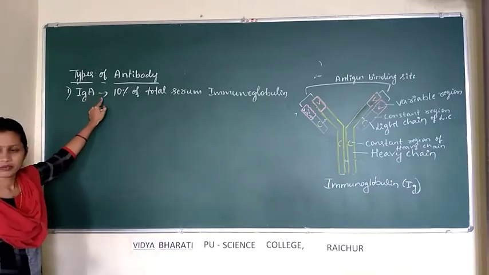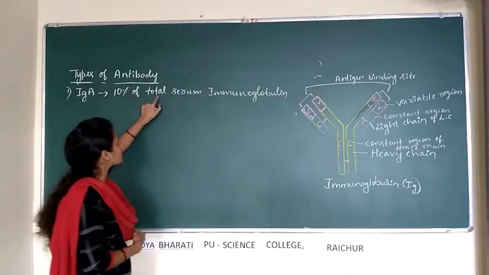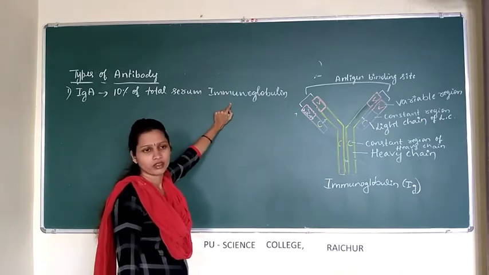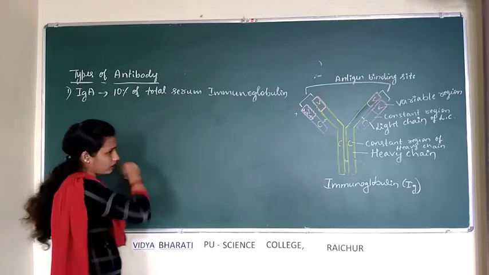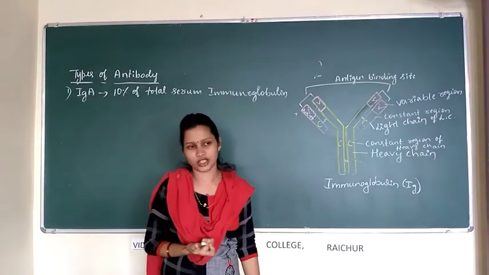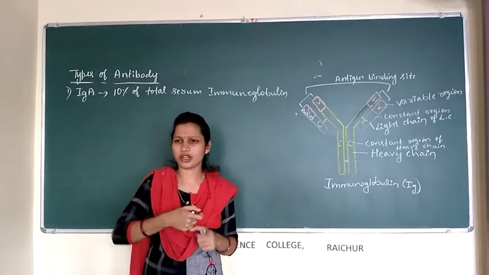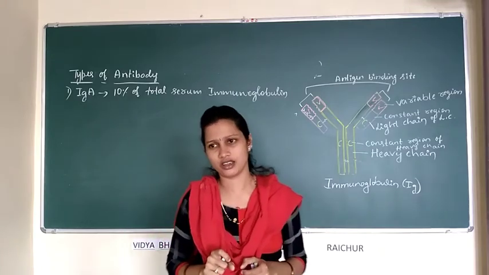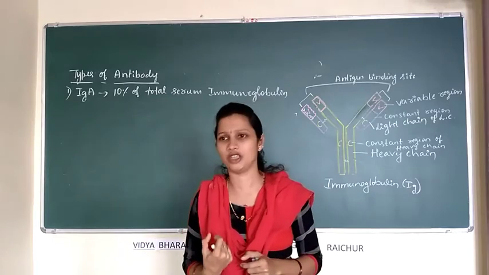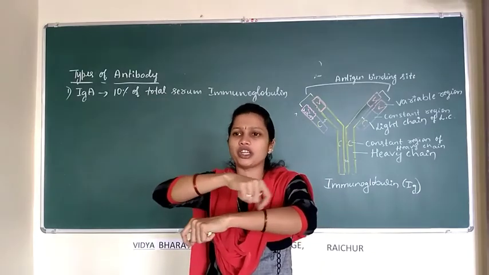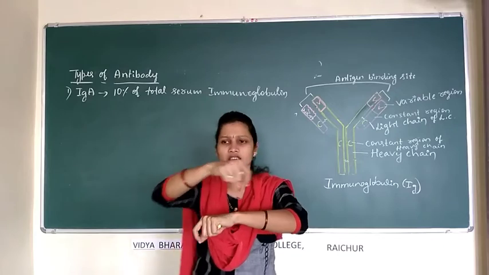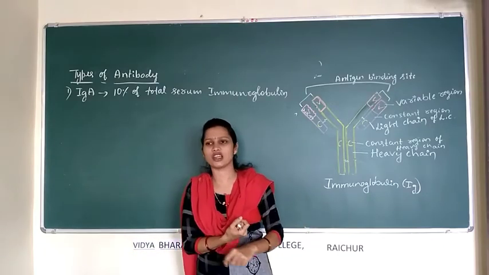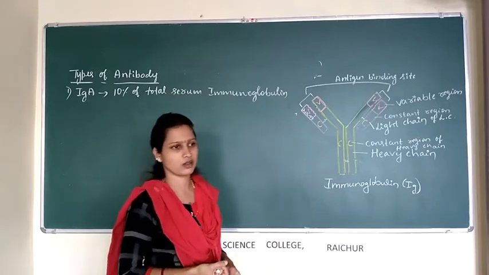IgA constitutes 10% of the total serum immunoglobulin. And this IgA gives local immunity. Particularly, it protects the cell membranes from bacterial and viral infection. It provides local immunity, means it is restricted to a particular site. Only in that particular site, it protects the cell membrane from bacterial and viral infections.